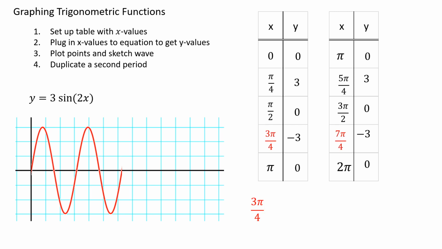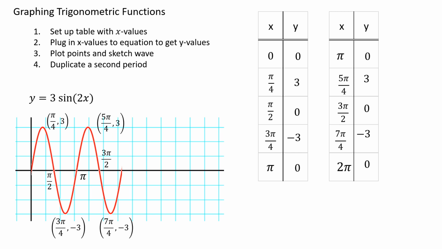We take 3 pi over 4 and add pi to it, and we do some elementary school math. We'll get the sum, and that's where the 7 pi over 4 came from. Remember to label all your points. You want to label maximum, minimum, and x-intercept points. And that completes the problem.